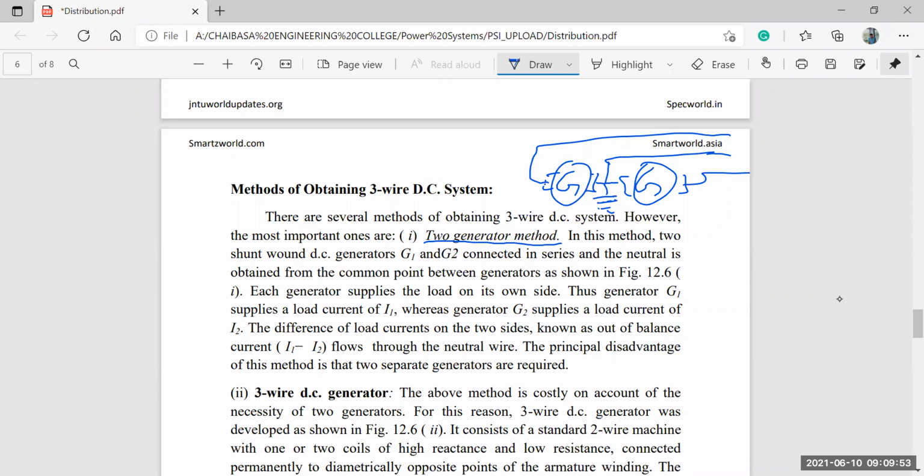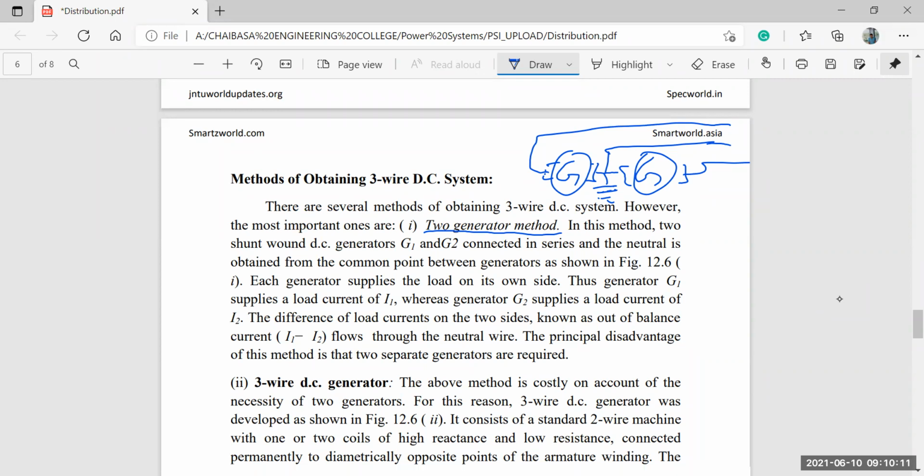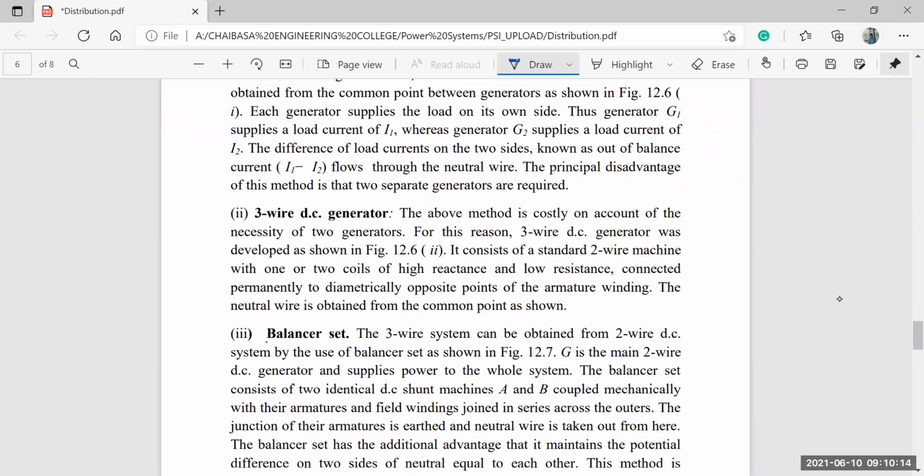Now, similarly we have two others also. We also go with the balancer set. Okay, one is called the balancer, this one. In the balancer set we have seen balanced load and unbalanced load, that is, out of balance and balance categories. In the three-wire system we have seen that particular figure.